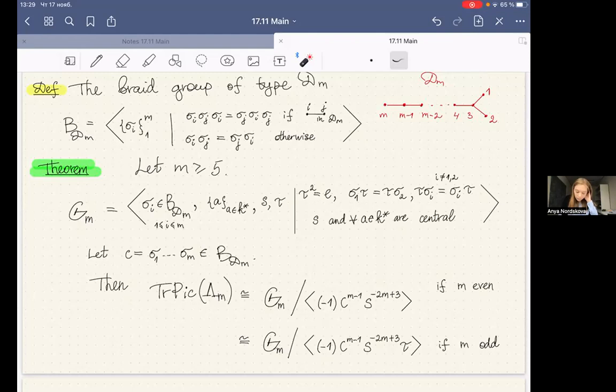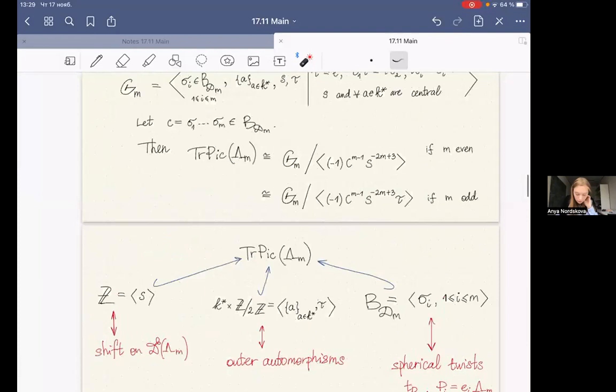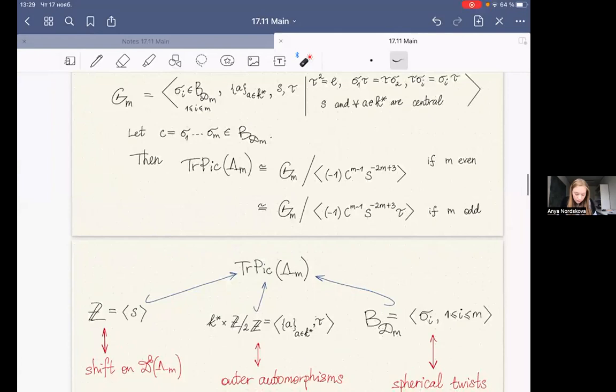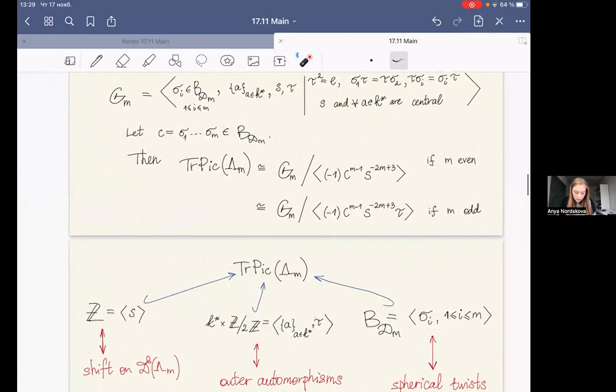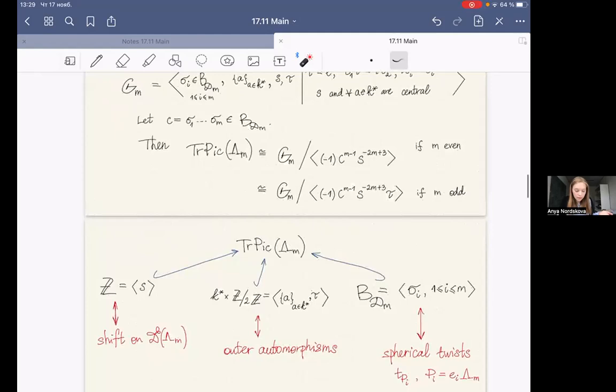Okay, so I have three pieces, basically. Let me try to show the group and the pieces simultaneously. Okay, no, it doesn't work. So here I have the infinite cyclic group generated by S, and you can guess that this S just corresponds to the shift functor on the derived category. This is something that we always have inside the derived Picard group of any algebra.